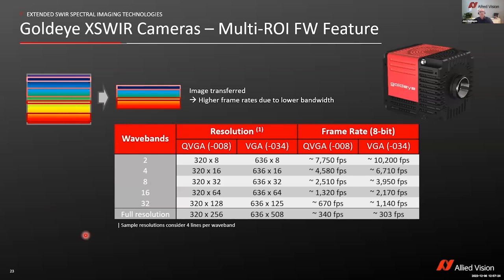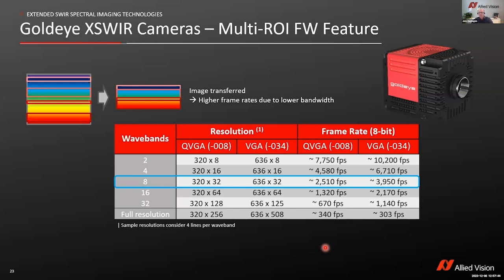And up to 32 regions or wavebands can be selected. Each is relating to a certain wavelength range. And with the multi-ROI enabled, only relevant data are transferred to the host. Therefore, the frame rate can be increased remarkably, as you can see in the table.